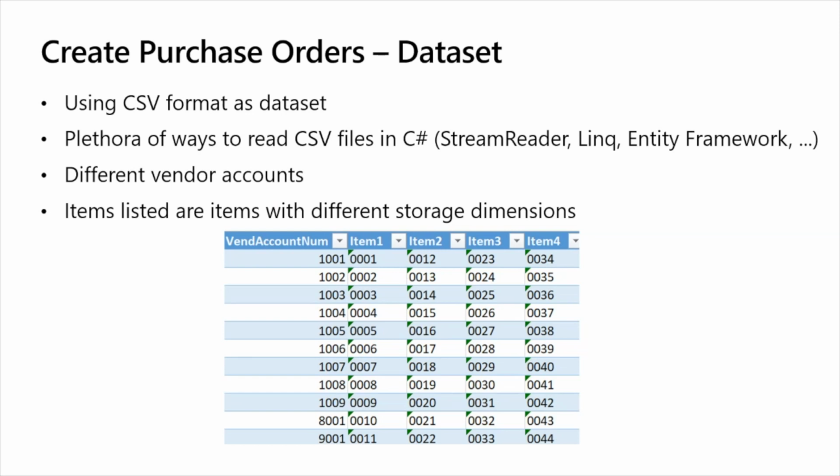The dataset contains different vendors and accounts to use, as you can see. And we're also using a variety of items, where different items also have different storage dimensions behind them. So in this example, you can see the vendors and items that will be used during the order creation.